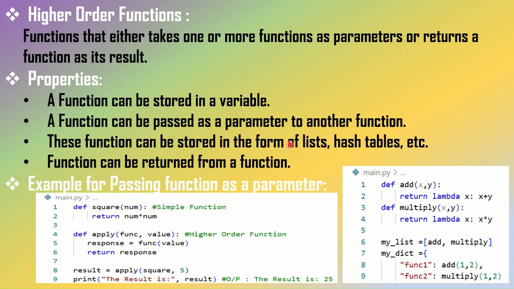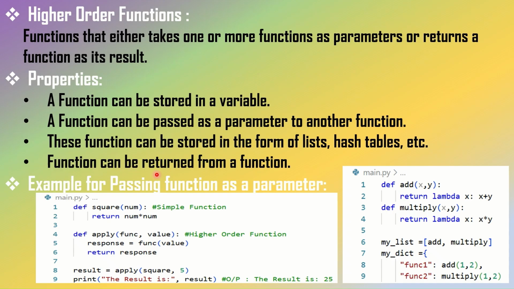So these functions can be stored in the form of lists, hash tables, etc. Like this, you can store these higher order functions in the form of a list: add, multiply. When it comes to hash tables, hash tables store the data in the form of key value pairs. The data structure in Python that stores values as key value pairs is the dictionary. So like this, we can store the higher order functions in a dictionary. Lastly, we close the curly brace. So like this, we can store the values in hash tables.